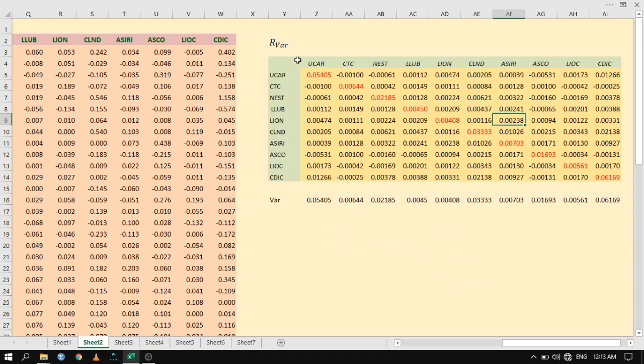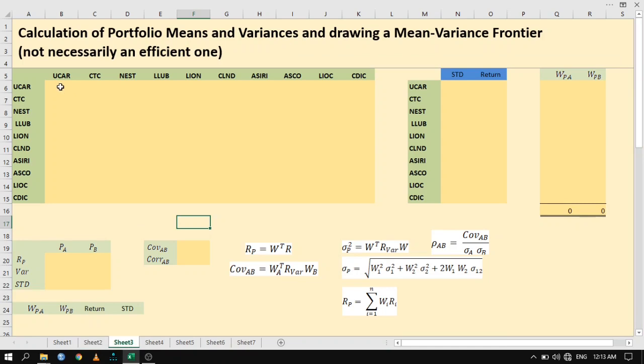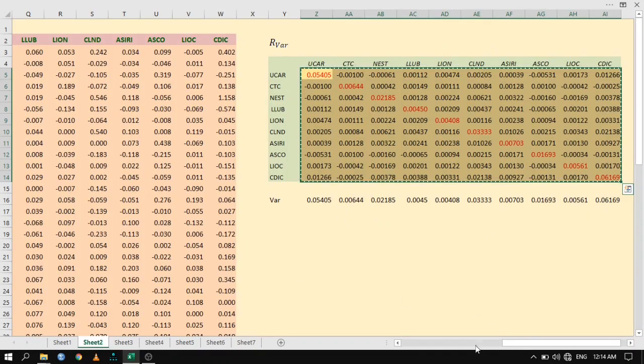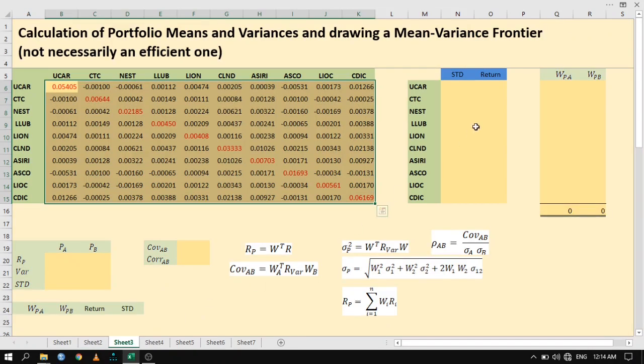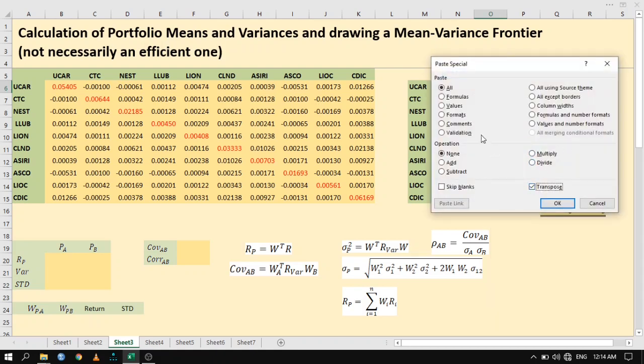So let me copy this whole table and paste it in the next sheet where we are going to do our calculations, right? And again, let me copy all the standard deviation and return values that we just calculated here. So the return is actually the mean value. So I'm going to copy it and paste it here under the return column. Paste special. I need transpose and I only need the values. I don't need the formulas.